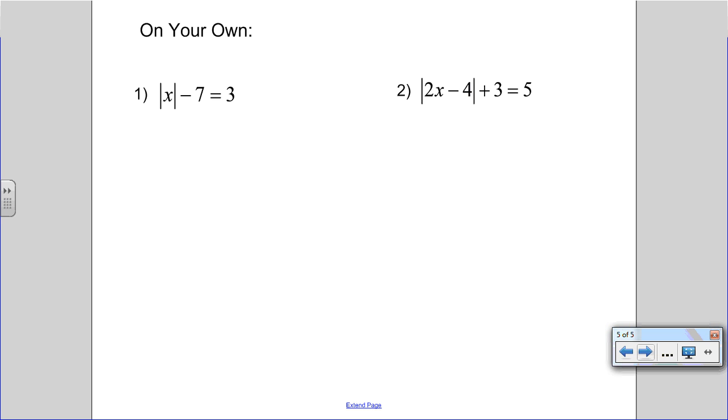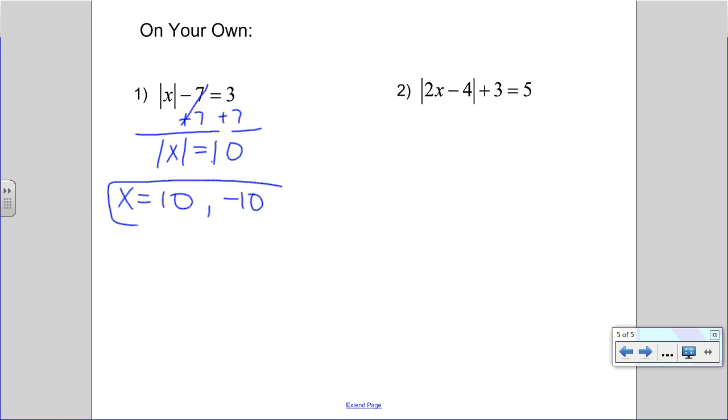All right, I need to get the absolute value by itself, so I'm going to add 7. The absolute value of x is equal to 10. Sorry, this should be 10, not 3. That means I need to be 10 spaces from 0, so x is equal to 10, or x is equal to negative 10.